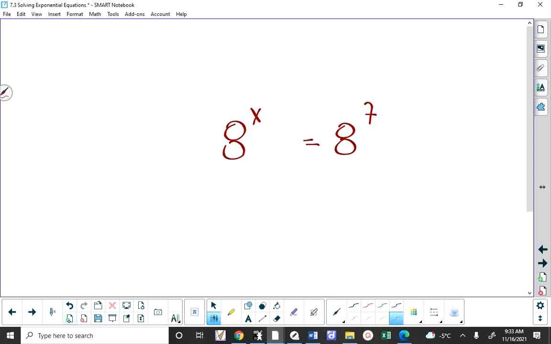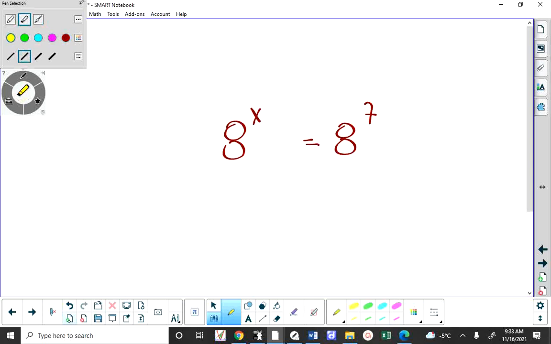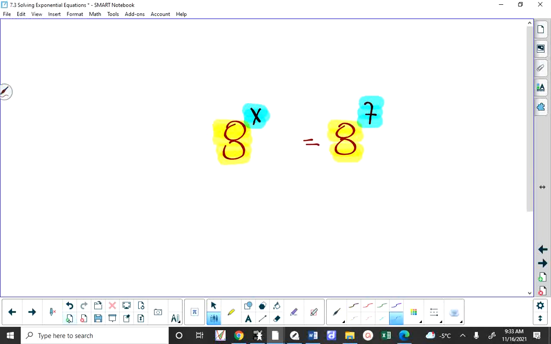I mean, if I'm saying 8 to the x is equal to 8 to the 7, it makes sense that since the base is the same on both sides, whatever the exponent is on both sides must be the same. The only way I can make that into a true statement is to have the same exponent because the bases are the same. So what we do here is you simply say x equals 7 by comparison.